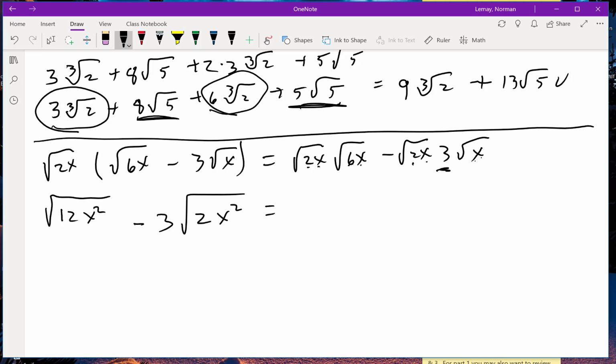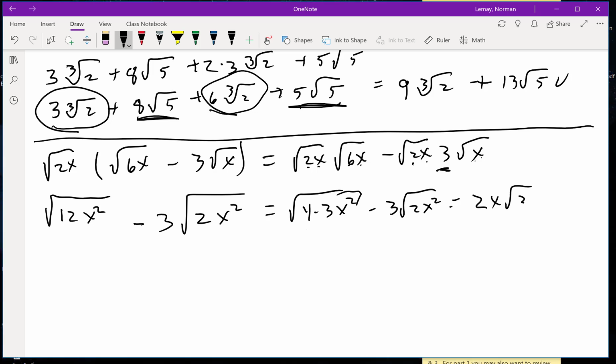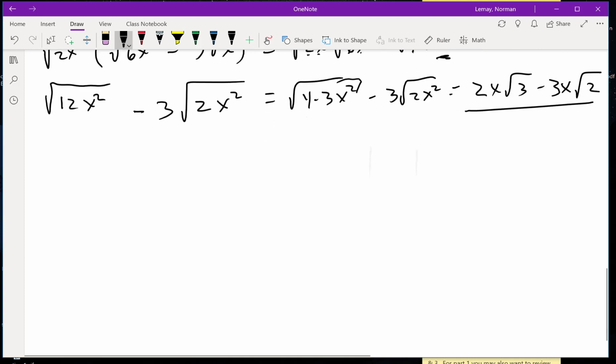So note that 12 is 4 times 3, so I get the square root of 4 times 3 times x squared, minus 3 times the square root of 2x squared. So notice this 4 comes out as a 2. Our x squared comes out as an x, so I get the square root of 3 minus 3. This x squared comes out as an x times the square root of 2, and that pretty much clears it up for us.